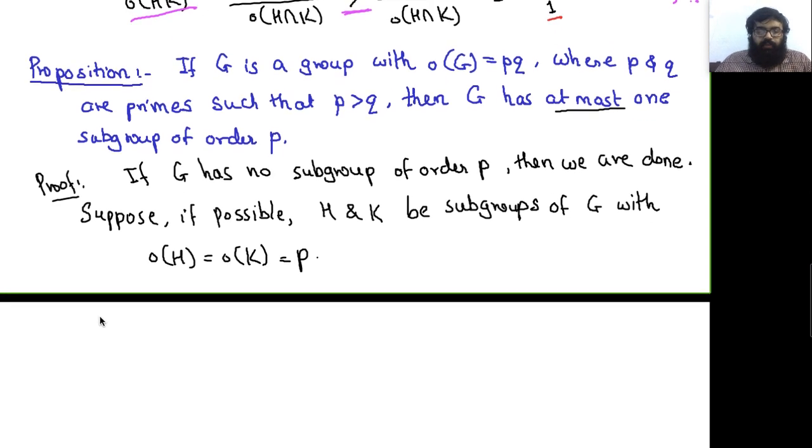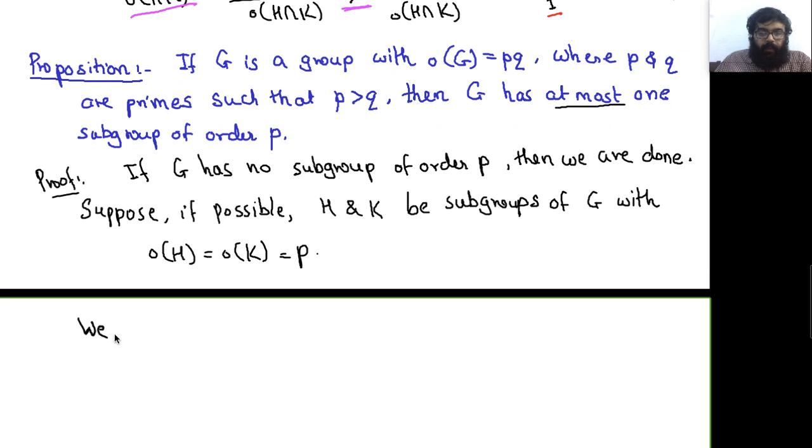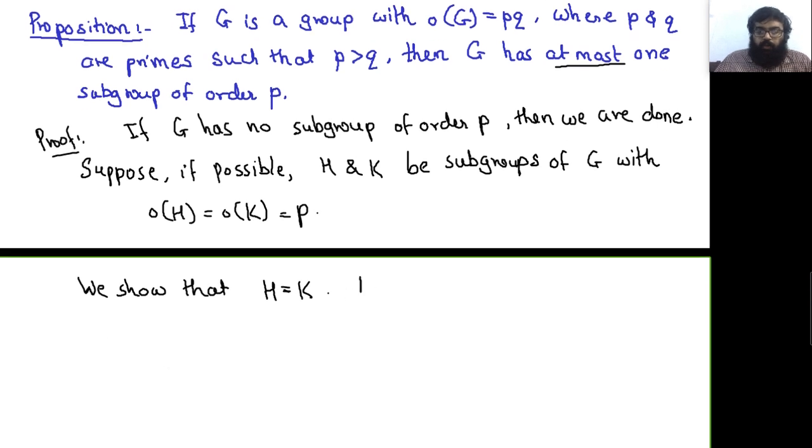Then what do we have to show? We show that H equals K, so that it will be unique. Okay, we show that H equals K. So now what about order of G?